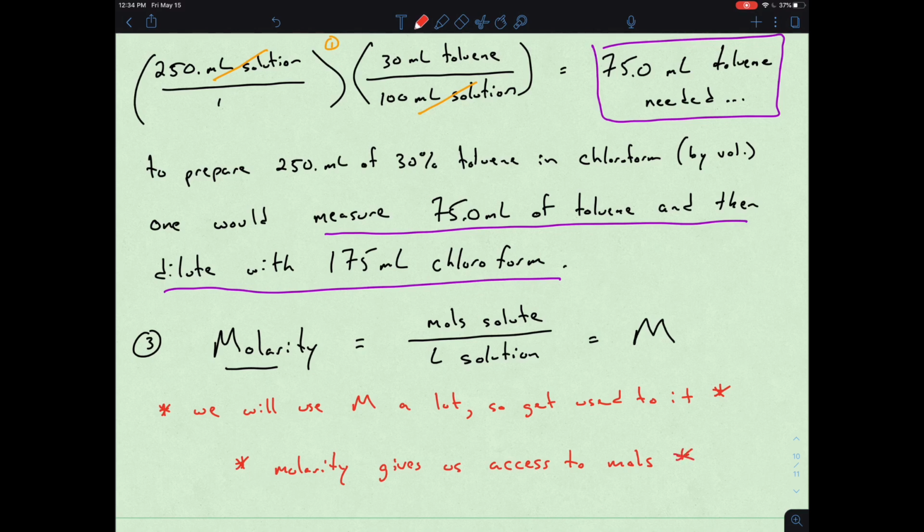And we can do the same thing for the mass percent and volume percent, but we'd have to do a couple extra steps to get to a mole value using those conversions. With molarity, it's really direct, right? Because it's really just describing how many moles of the solute are in every liter of solution.